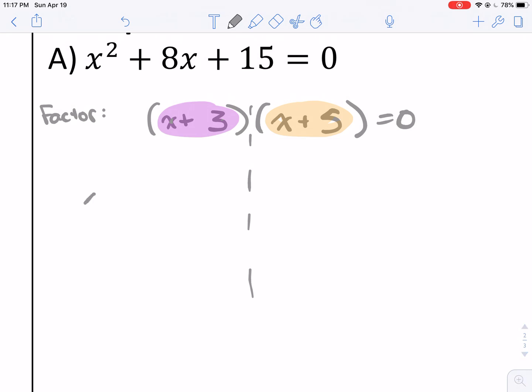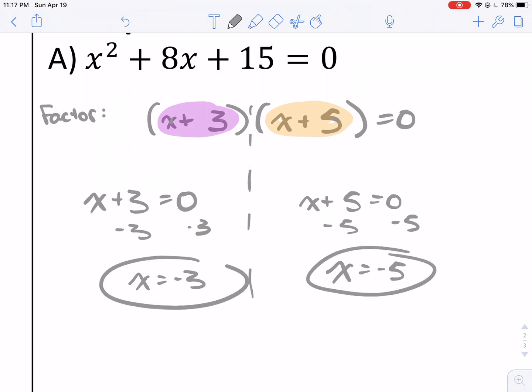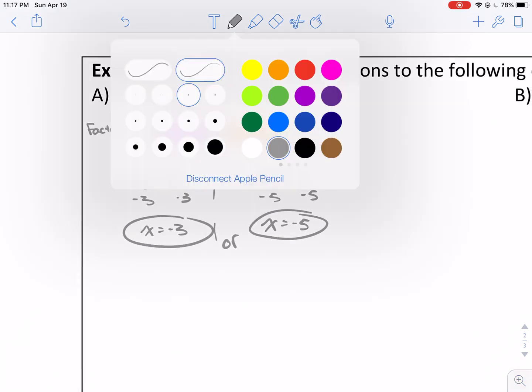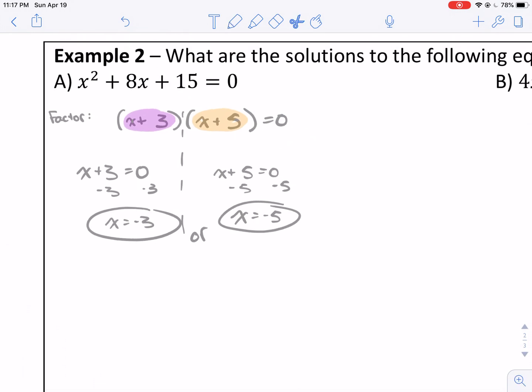So here we go. If x plus 3 equals 0 and x plus 5 equals 0, then x is negative 3 and x is negative 5. So those are our two solutions. So let's find out if we did this right and check our work. We're going to take x equals negative 3 first, and plug it back into our original equation.